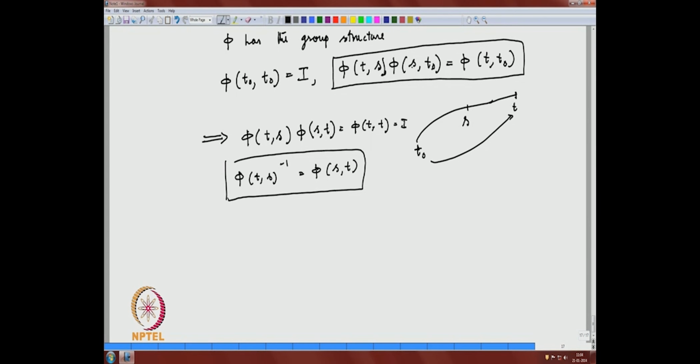If you want to see that, s is equal to t naught identity, t t, yeah, I think that is correct. So, we will skip that. So, you have all that property.